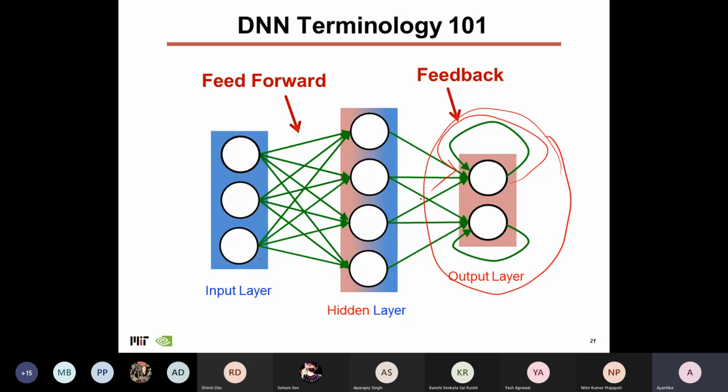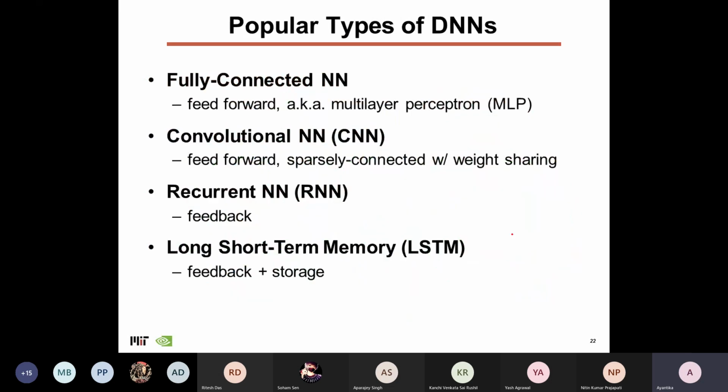So there are some feedback paths present in this output layer, and it may happen that in some DNN architecture this feedback path is present, and in some DNN architecture this feedback path is totally absent. Now we will see what are the advantages and disadvantages of the presence or absence of this feedback path, and based on that there are different types of popular DNNs. Maybe you have heard those names.